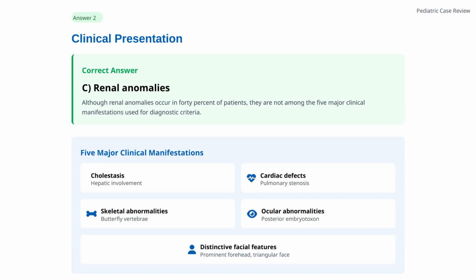The correct answer is C, renal anomalies. Although renal anomalies occur in approximately 40% of patients with Alagille syndrome, they are not among the 5 major clinical manifestations used for diagnostic criteria. The 5 major clinical manifestations are cholestasis, cardiac defects, skeletal abnormalities, ocular abnormalities, and distinctive facial features. Classic diagnostic criteria require the presence of 3 of these 5 major features, or hepatic involvement, plus a confirmed JAG1 or Notch2 mutation. Renal involvement, while common, is considered a minor feature in the diagnostic criteria.